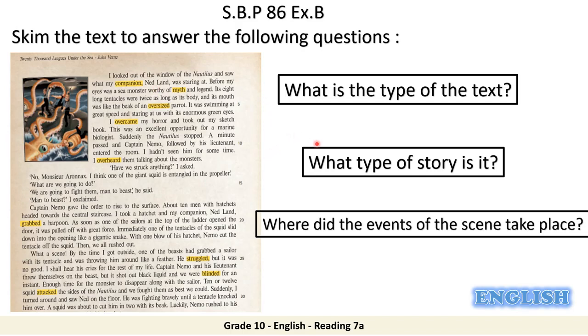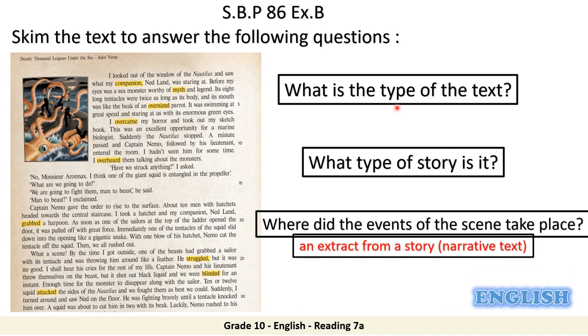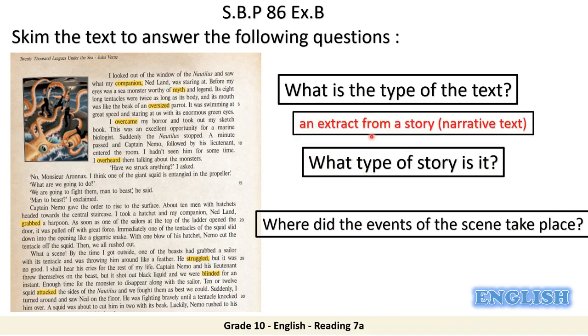Now let's answer together. What is the type of the text? That's correct. It's an extract from a story. So this text is a narrative text. The purpose of this text is to tell or to narrate a story. What type of a story is it? Is it a drama story? Is it a tragedy story? No. So it is a science fiction story.